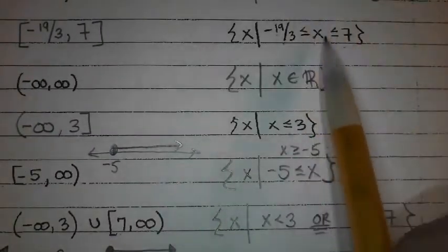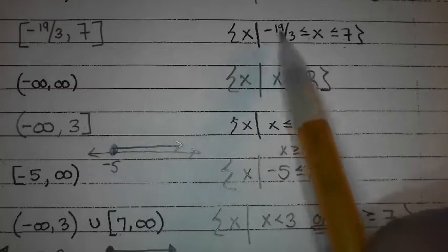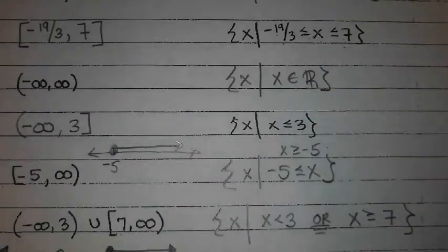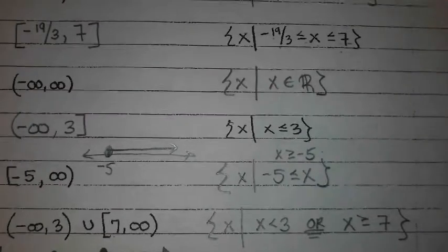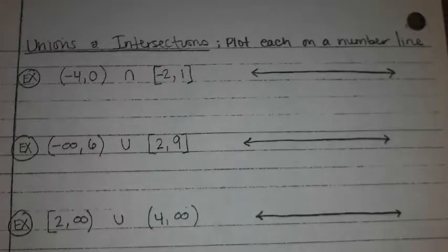You actually have to use the word or there. Versus here, this really means that x has to be greater than or equal to this number and x has to be less than or equal to 7, but we don't use the word and because we can write it more efficiently in that compound inequality. Is that clear? Okay.